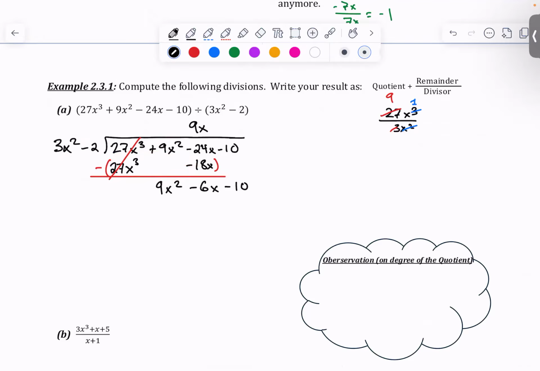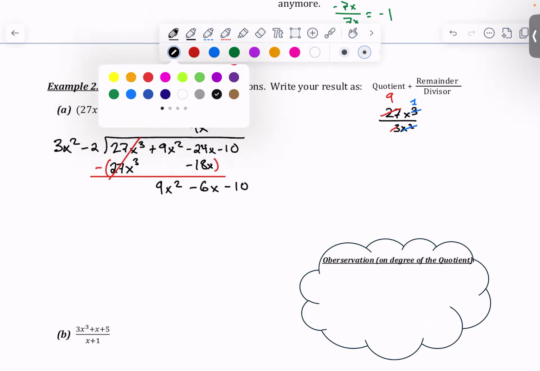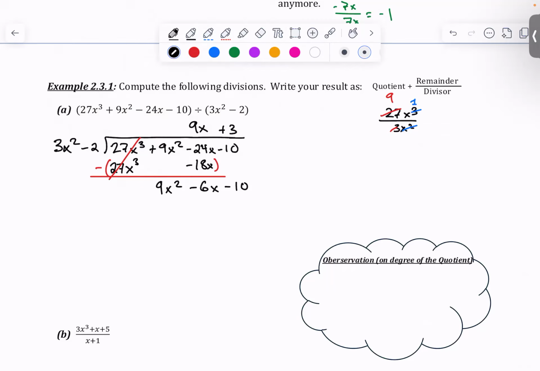Next, we ask ourselves, how many times does 3x squared go into 9x squared? And it goes into it 3 times. So we write a +3. And then we do the multiplication here. So 3x squared times 3, that's going to be 9x squared. And then 3 times -2, that's -6.